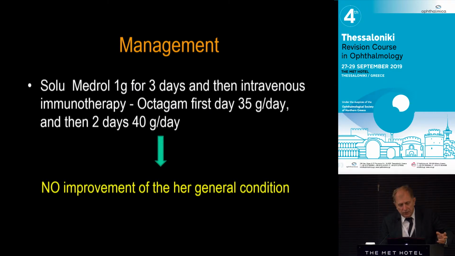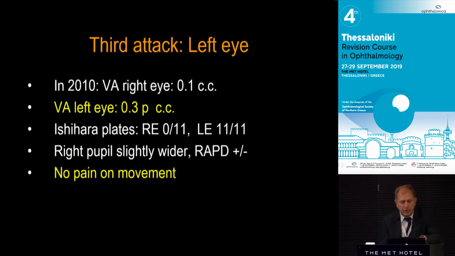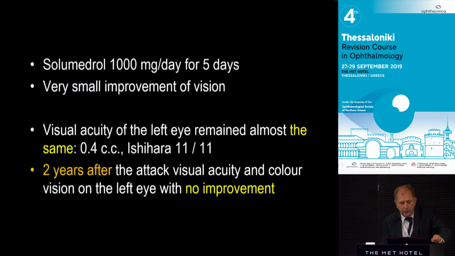So she was managed with aggressive treatment, but she didn't really improve very well. Her vision remained low, 0.1, 0.3, and she had a couple of recurrences.